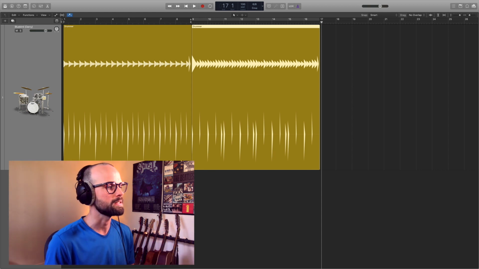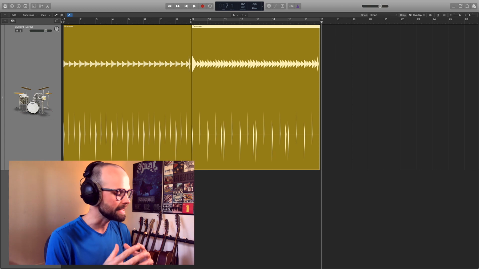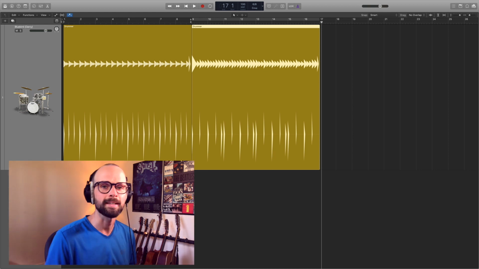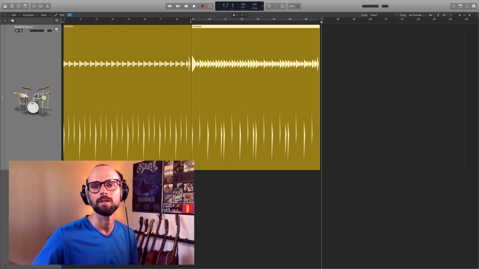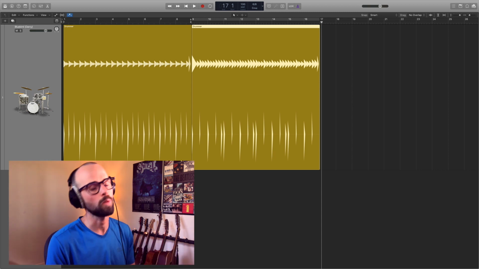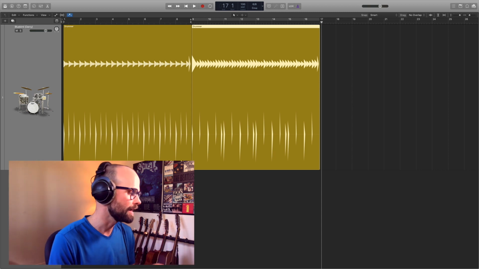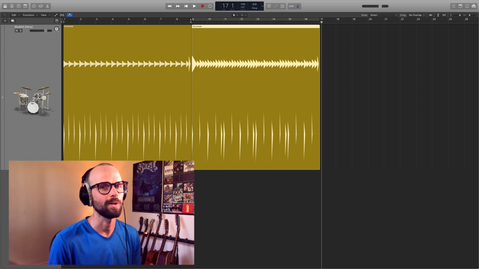Whereas 6/8, this compound meter is lilting. It swings. It's like being in a hammock. 1 and a 2 and a 1 and a 2 and a 1. And that's what the compound meter gives you. This swinging, lilting, shuffling feel.